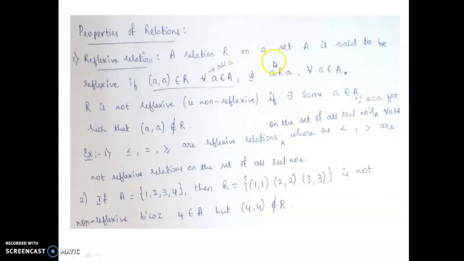So what is reflexive? A relation R on a set A is said to be reflexive if (a, a) belongs to R for all a belonging to set A, that is a R a. It is not reflexive if (a, a) does not belong to R. So this is the property which is there in a reflexive relation.